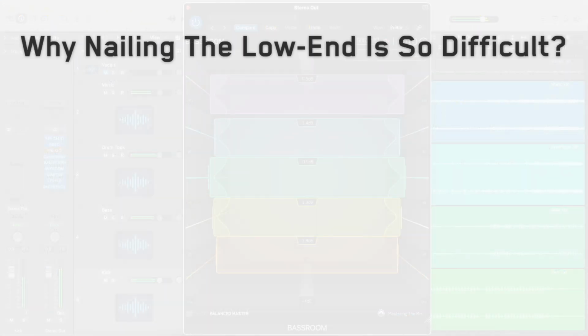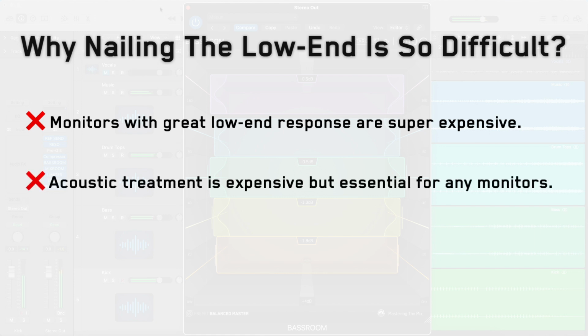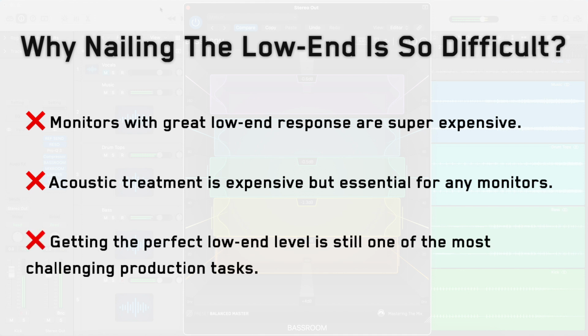Let's start with why nailing the low end is so difficult. Monitors with great low end response are super expensive. Acoustic treatment is expensive, but essential for any monitors, expensive or not, to be effective. Even with great monitors and acoustic treatment, getting the perfect low-end level is still one of the most challenging production tasks. So we're up against a few hurdles here, but the technique I'll explain will improve the low-end of your masters, even in the most basic studio setups.